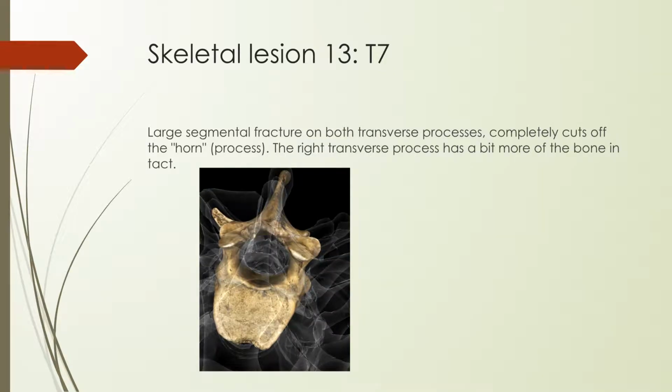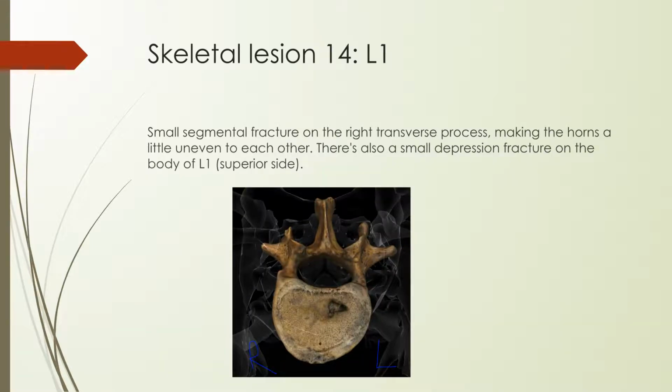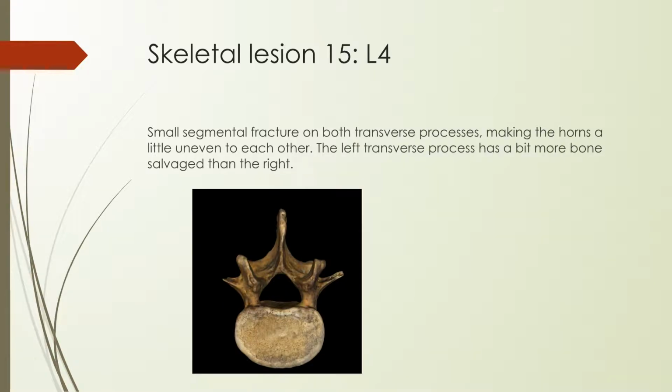And T7, the large segmental fracture on both the transverse processes completely cuts off the horn, and the right transverse process has a bit more bone intact. L1, there's a small segmental fracture on the right transverse process, which makes the horns a bit uneven to each other, and there's a small depression on the body of L1. For L4, there's a small segmental fracture on both the transverse processes, making the horns a little uneven to each other, and the left transverse process has a bit more bone salvage than the right.